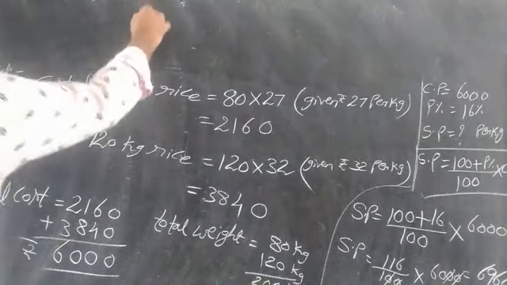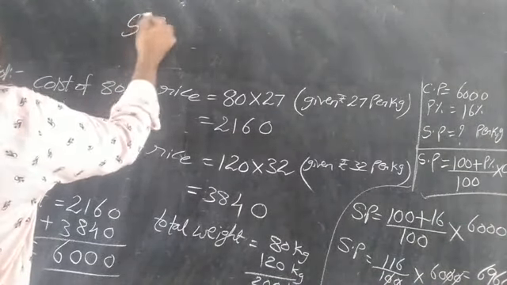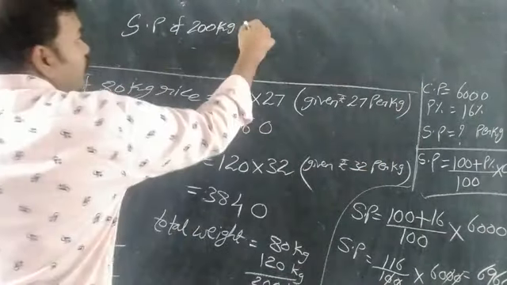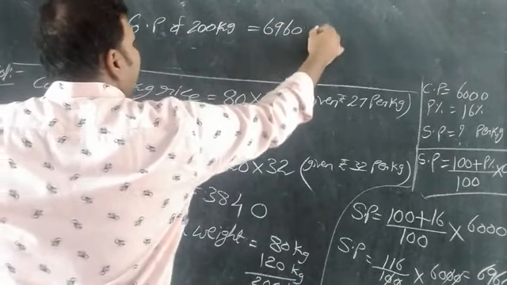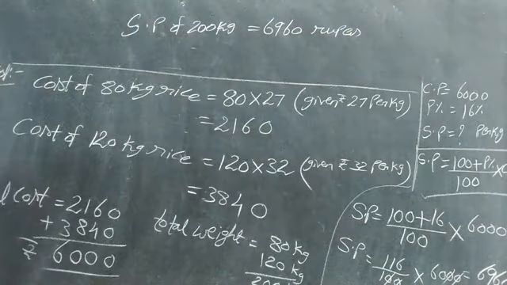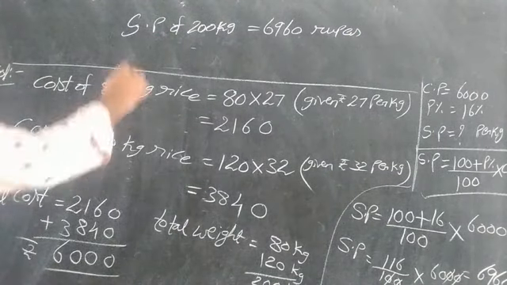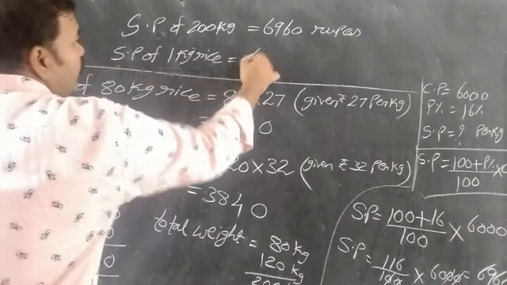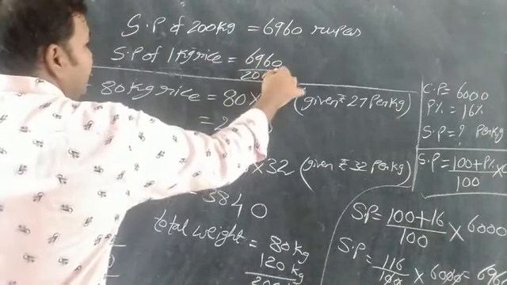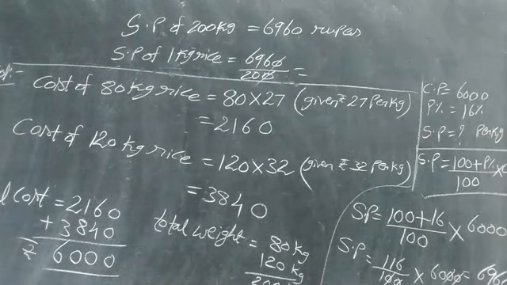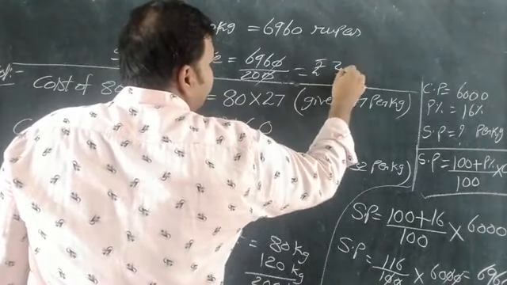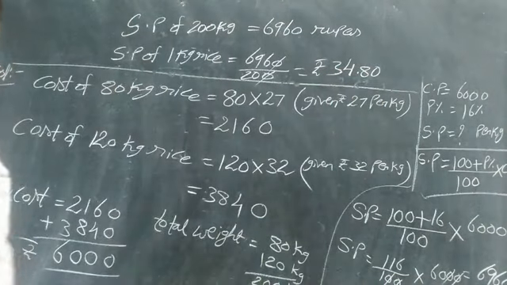Now SP of 200 kg is equal to 6960 rupees. We want SP of 1 kg rice, which is equal to 6960 by 200. Directly cancelling, changing to decimal form using the 20 table, that is 34.80 rupees. 34.80. This is the answer for this sum.